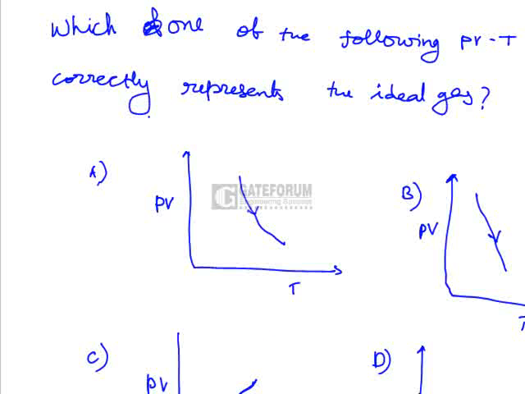PV by T, the slope of the curve is constant, and here in D, PV is constant whatever the temperature, so D cannot be the answer. So the right answer is C.